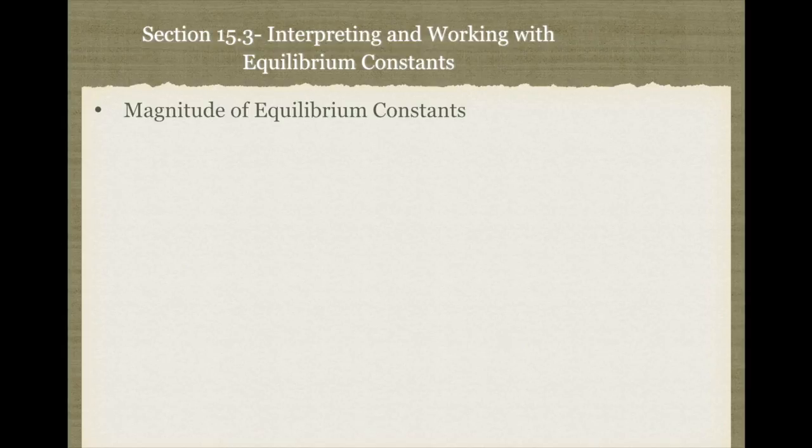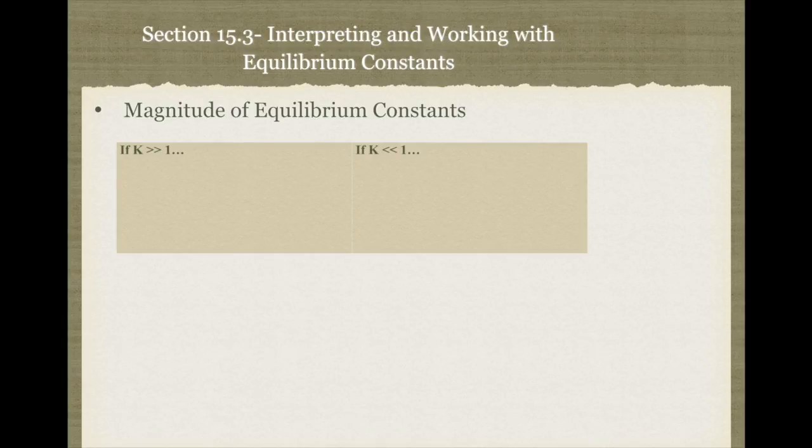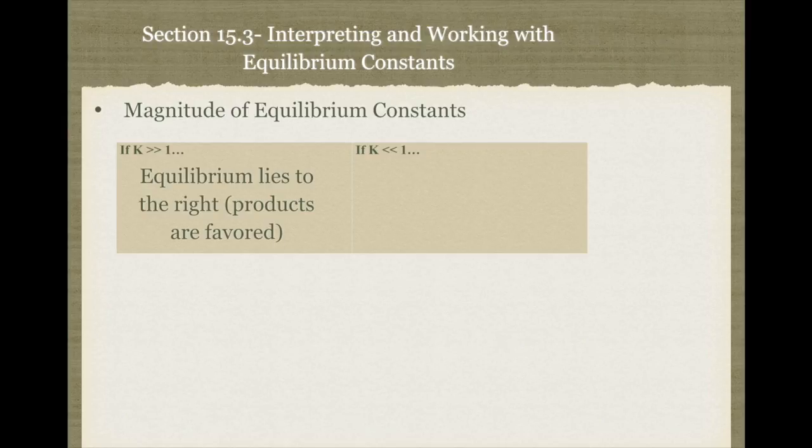So first of all, let's talk about the magnitude of equilibrium constants. Well, if your equilibrium constant is a lot larger than 1, what that tells you is that the equilibrium lies to the right. And since your numerator represents the products, that means that you have more product being formed than reactant. So you can either say the equilibrium lies to the right or simply that the products are favored in the equilibrium reaction.